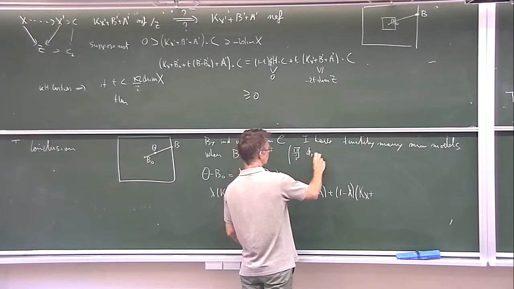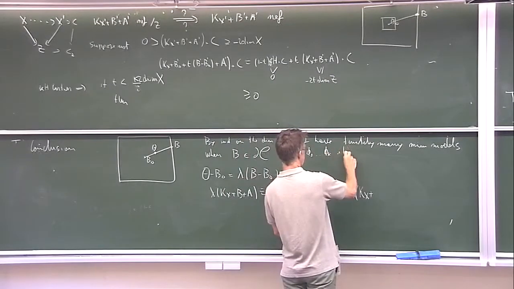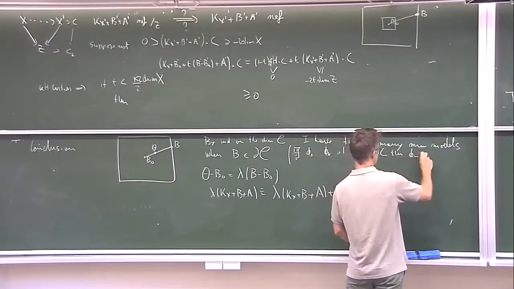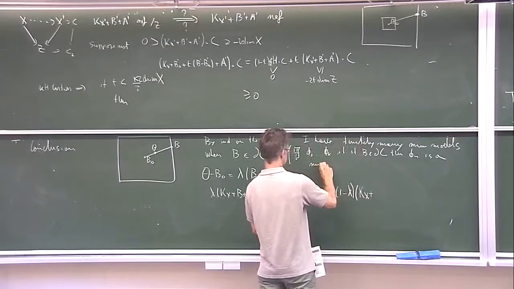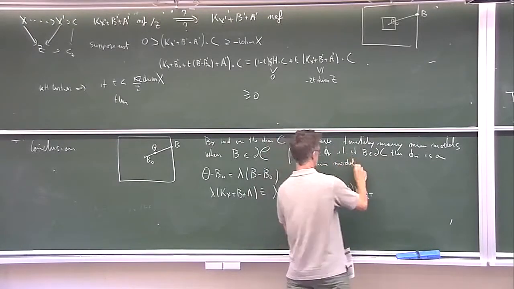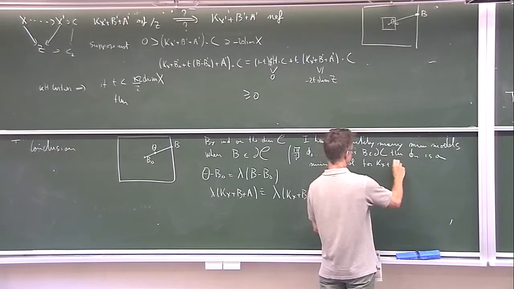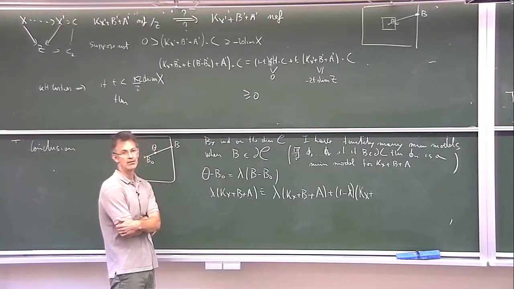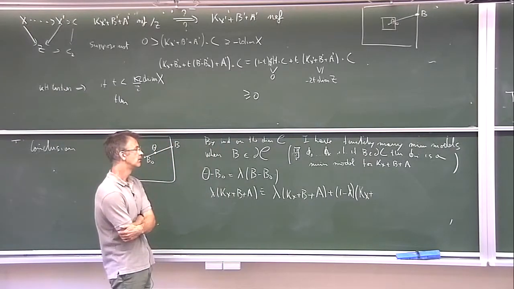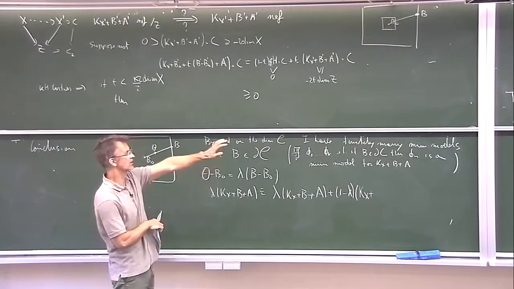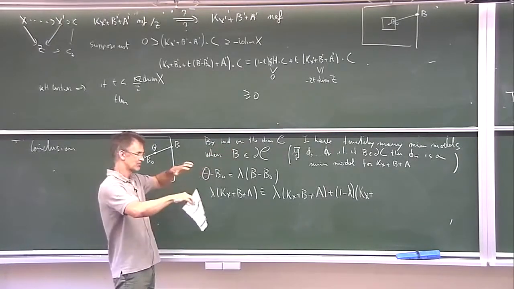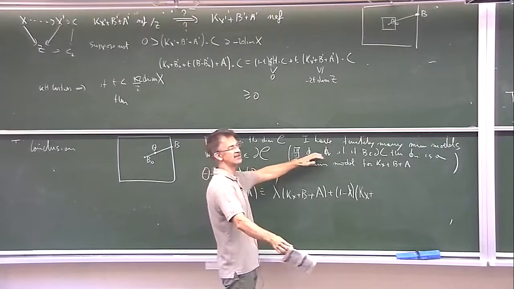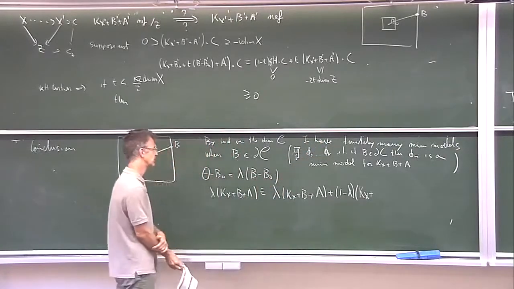there exist phi 1 through phi k such that if B is in the boundary of C, then phi i is a minimal model for kx plus b plus a. Okay? So pretending lower dimensional, you prove 1 and 2, even though you're proving 1. Well, I'm just focusing on 1, but if you play your cards right, you can also do 2. I just want to focus on 1. So I just want to find enough minimal models. I'm not saying that I find them all.